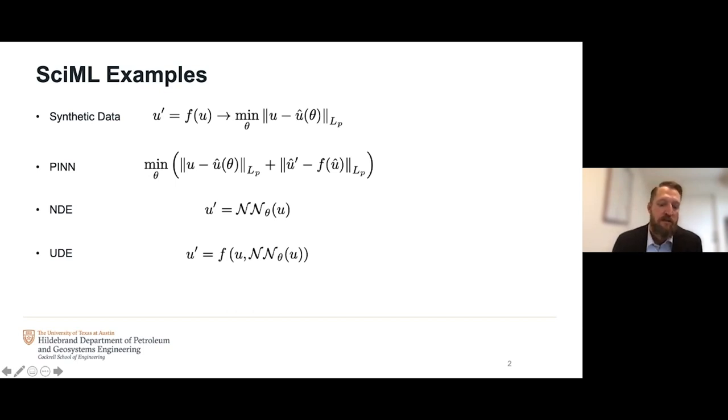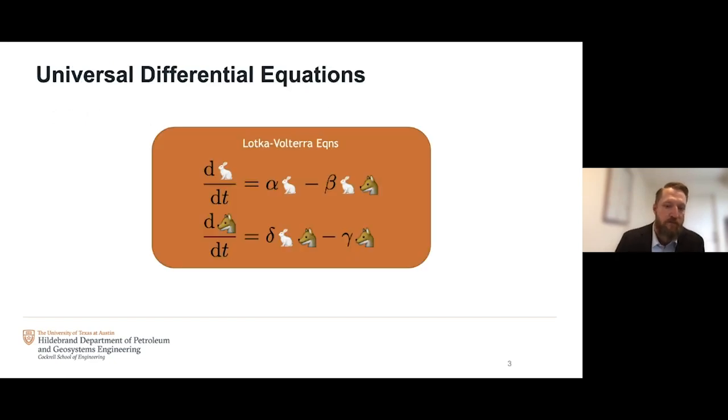Okay, so I have a fun example to get us started here. We'll move on to some petroleum engineering examples later, but I just couldn't resist the opportunity to present equations with emojis in them. It's just too fun to pass up. But more than that, it really is a nice example because the dynamics are easy to understand. So these are the Lotka-Volterra equations that represent species dynamics.